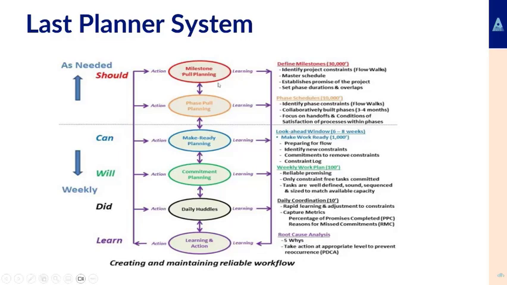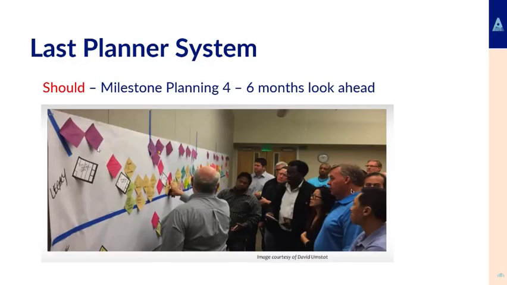So the next bunch of slides will go through should, can, will, did and learn. They are the breakdown of what we're looking at from the Last Planner system. So this slide is should. This is the work that should be going on at a 4 to 6 months look ahead. So these are major milestone planning.